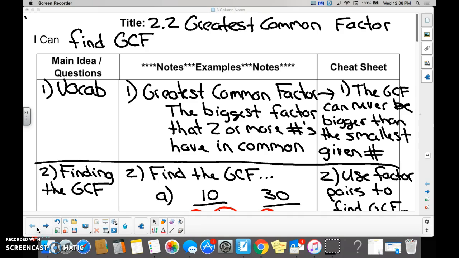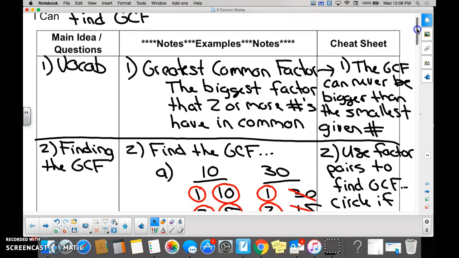in common. Remember, the greatest common factor of any set of numbers can never be bigger than the smallest number given. Okay, let's do that a little bit more enthusiastically, though. It can never be bigger than the smallest number. Never be bigger than the smallest number. Good. All right, so finding the GCF.